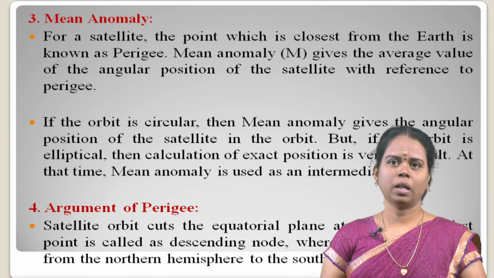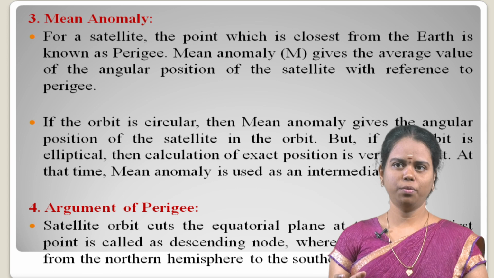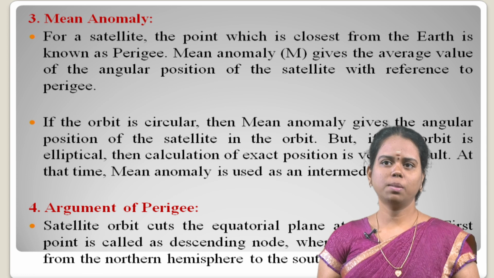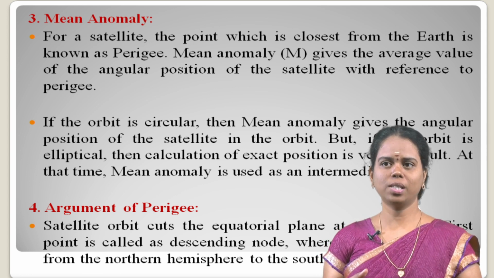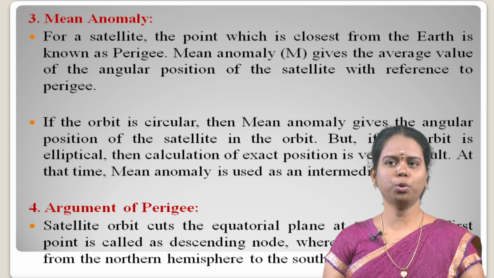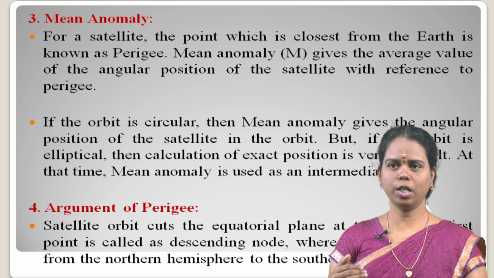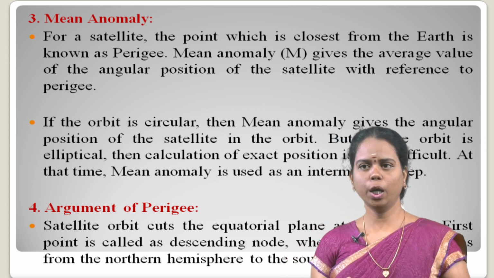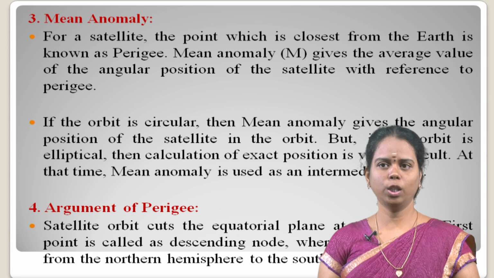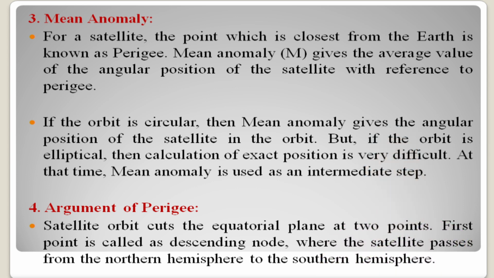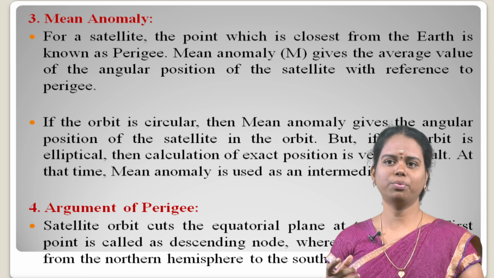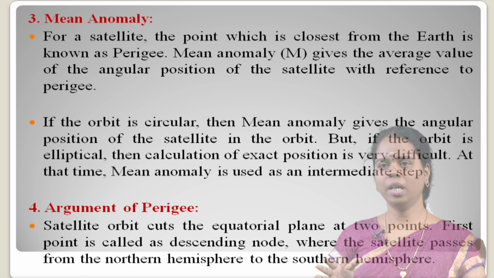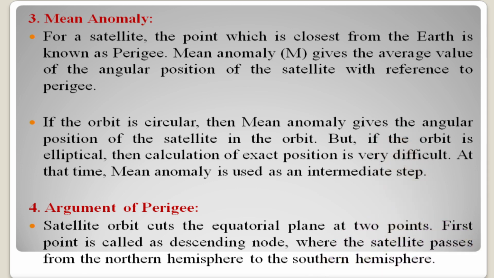Mean anomaly. For a satellite, the point which is closest to the Earth is known as the perigee. M, the mean anomaly, gives the average value of the angular position of the satellite with reference to perigee. If the orbit is circular, the mean anomaly gives the angular position of the satellite in the orbit, but if the orbit is elliptical, the calculation of the exact position is very difficult. At that time, mean anomaly is used as an intermediate step.